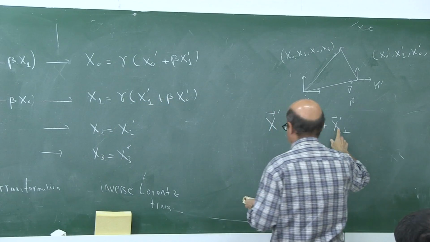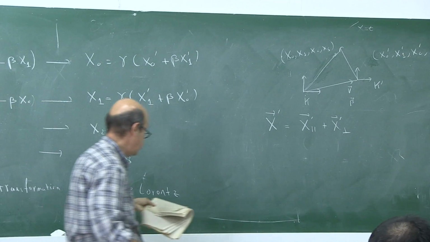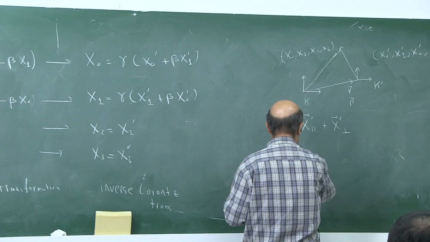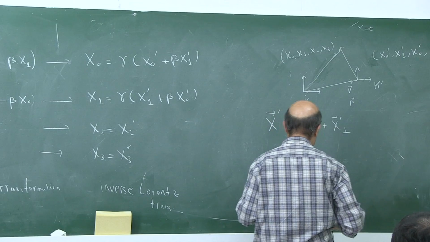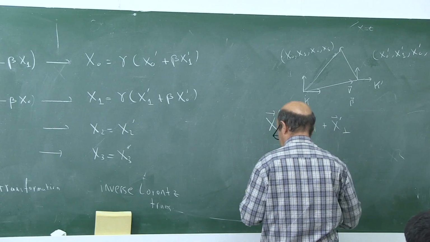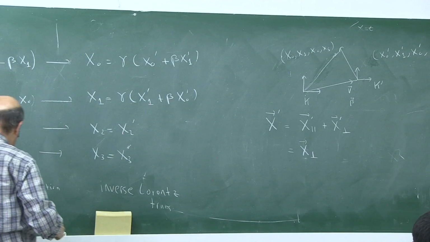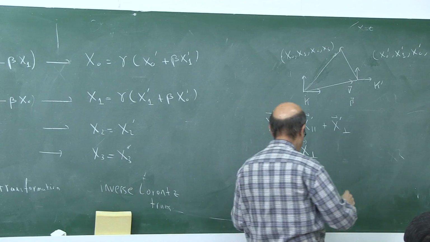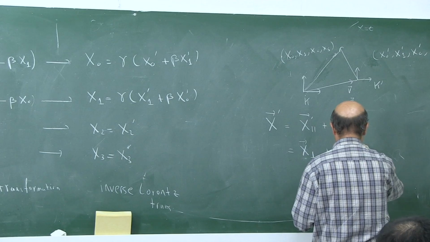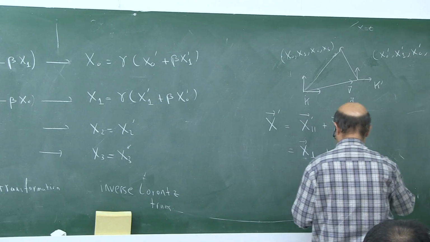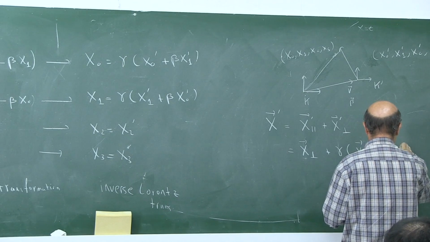For the perpendicular to the motion, it is not affected, so you can say that this will not be affected. That is nothing but x perpendicular. But x parallel will be affected in that form, and that will be equal to gamma times x parallel minus beta x0.